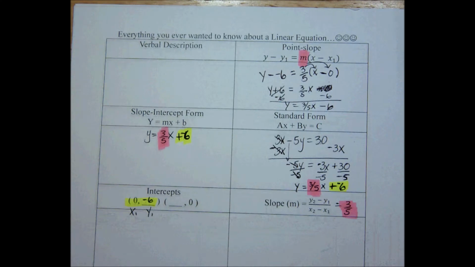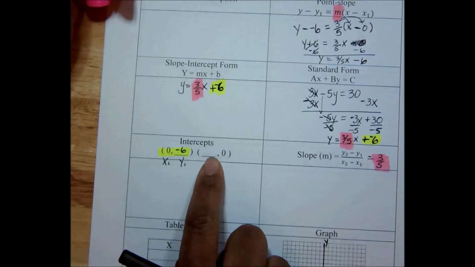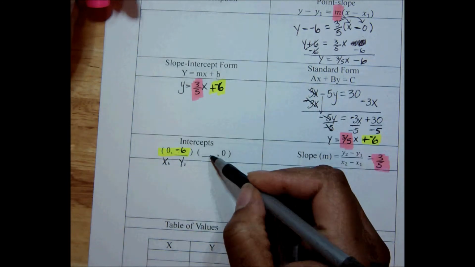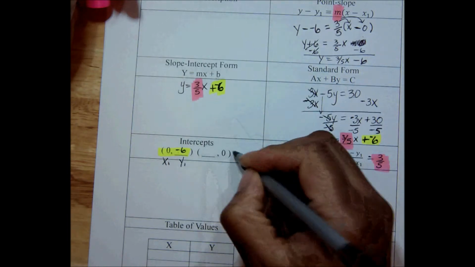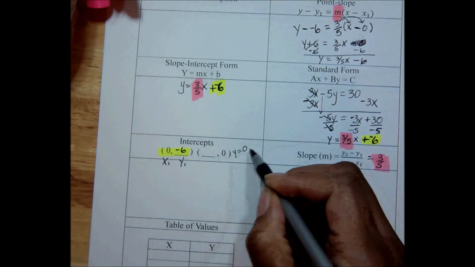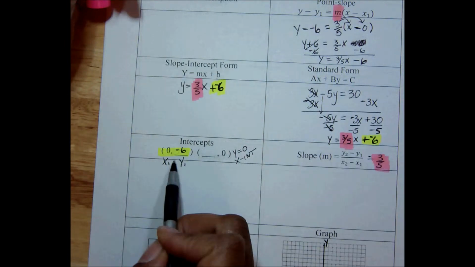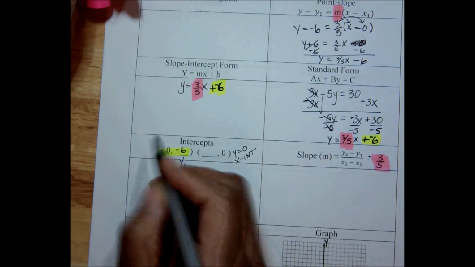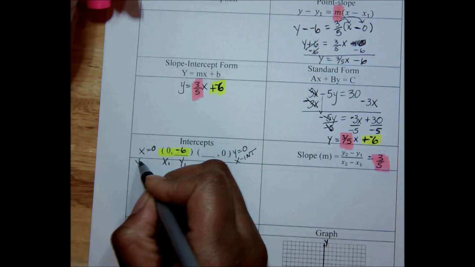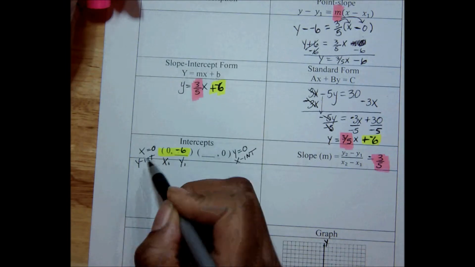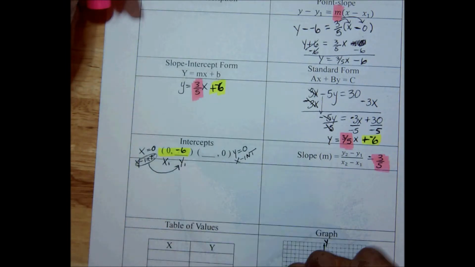How do you find the x-intercept? Because how do I know this is the x-intercept? Well, the x-intercept, the number other than 0, is going to go here in the x spot, which means the y is always 0 for the x-intercepts. So what do we know about the y-intercepts? For the y-intercepts, the x is always 0, and that's the y-intercept. It's the y-intercept because the number other than 0 is in the y spot.